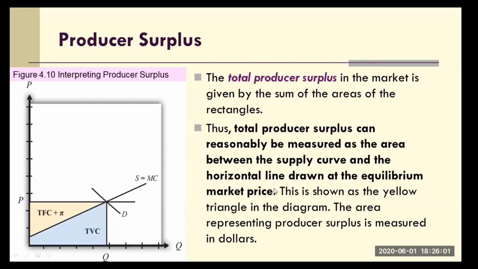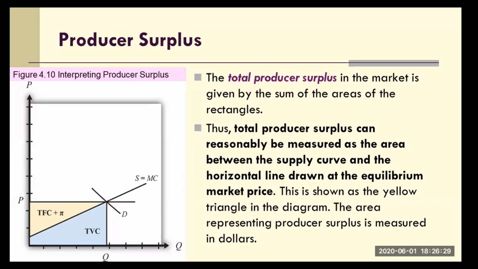So let us see, interpreting producer surplus. The total producer surplus in the market is given by the sum of the areas of the rectangle. Thus, total producer surplus can reasonably be measured as the area between the supply curve and the horizontal line drawn at the equilibrium market price. This is shown as a yellow triangle in the diagram.